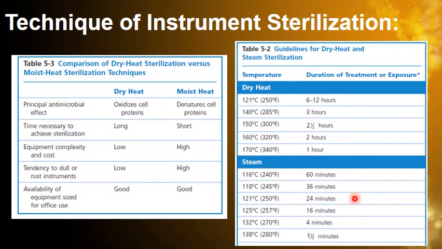This 24 minutes will not include the warm-up time and the cool down. This is the sterilization process, the time for the instrument at 121: when the heat reaches 121, it will take about 24 minutes for the instrument to be completely sterile. So we have a warm-up and a cool down period. The cycle of 121 will take about 55 minutes to 1 hour, which is also much longer.